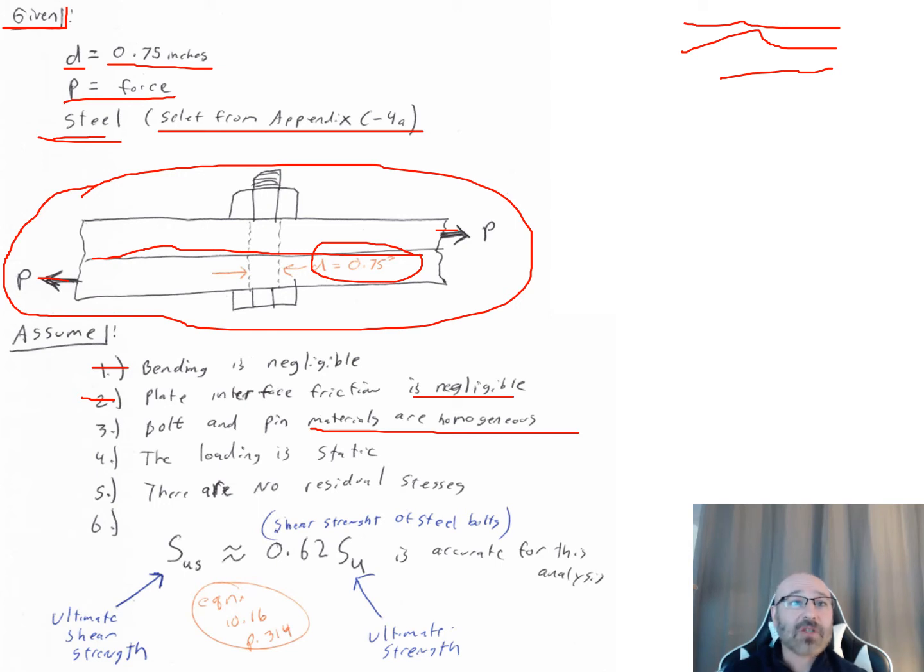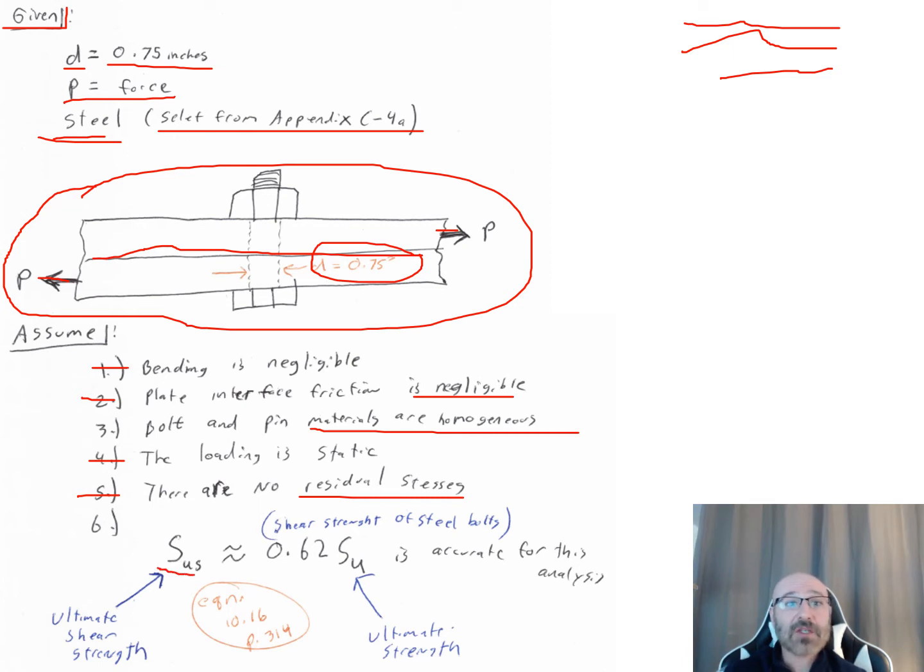And we're assuming that the loading is static. That's also a big assumption. It's a static load, there's no dynamic load, there's no impacting. Then in number 5 we assume there are no residual stresses. And in number 6, for the shear strength of the steel bolts, we're going to assume we can use this relationship.